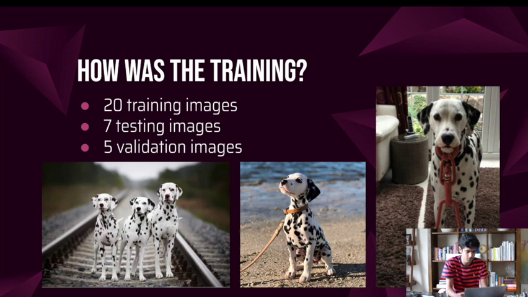So with only 20 training images, 7 testing images, and 5 validation images, I was able to hand annotate them, which basically means using software to put boundary boxes where a human detects the Dalmatians within the image, so that the model can train itself to see how I did it, so it could learn to follow my pattern recognition skills.